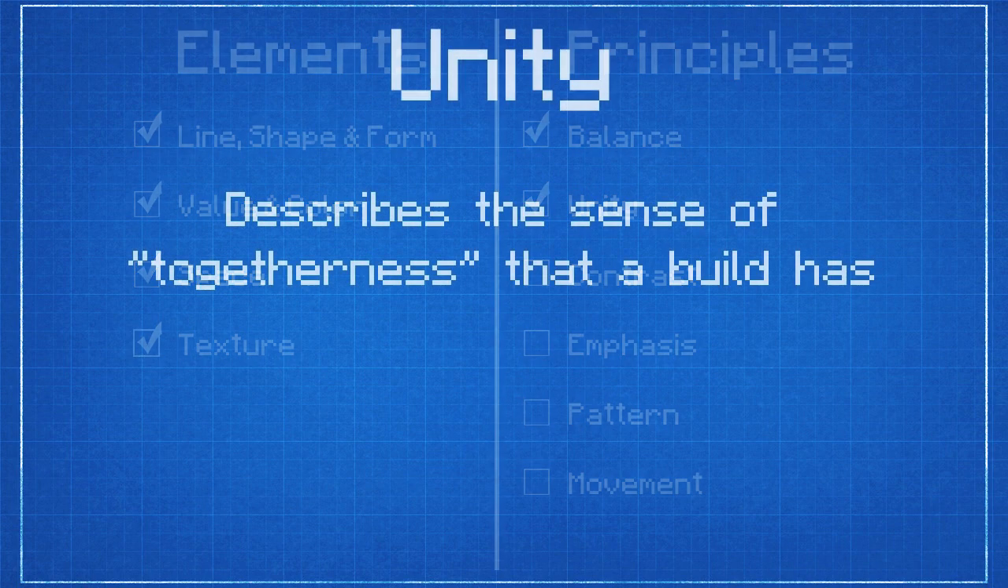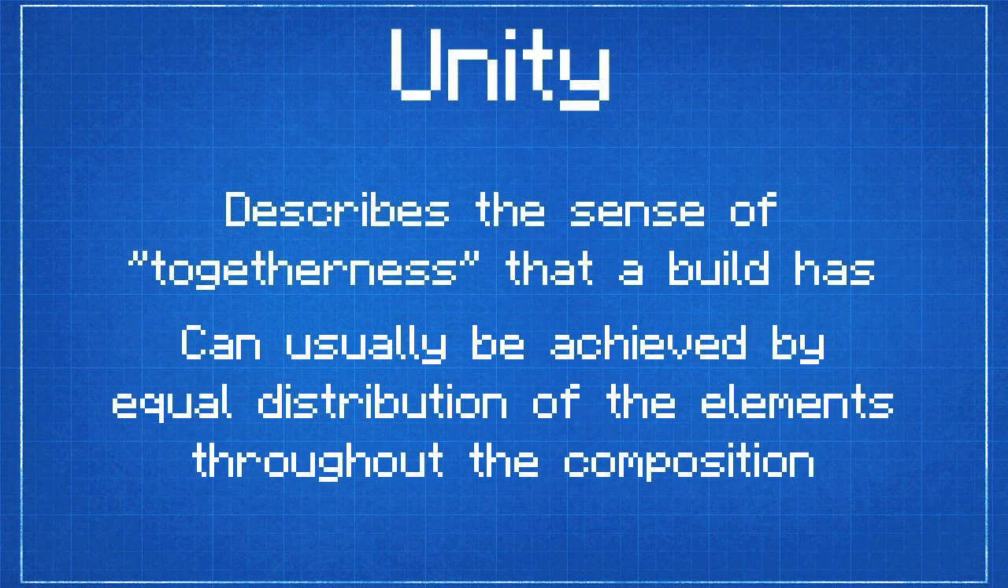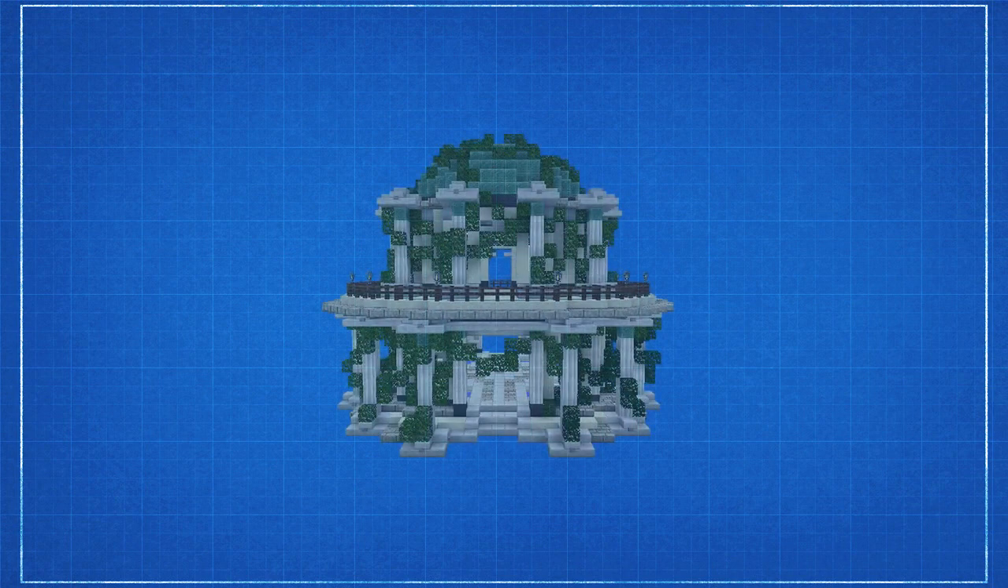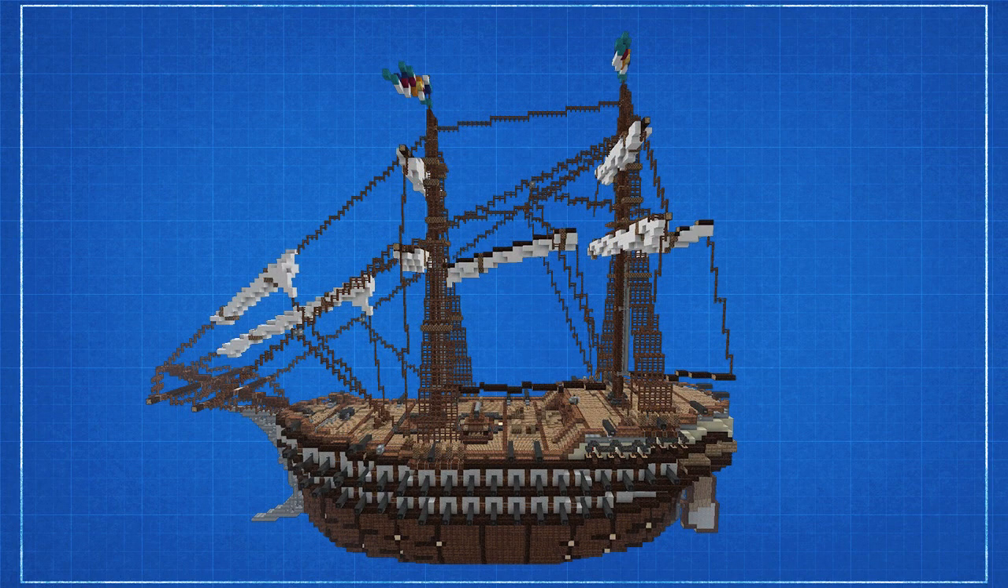Unity describes the sense of togetherness that a build has, and can usually be achieved by equal distribution of the elements throughout the composition. Let's contrast two examples of an ununified build with the unified one. You'll see that in the unified build, we can't easily place any lines where we would cut the build into pieces. On the ununified build, we are able to do this.